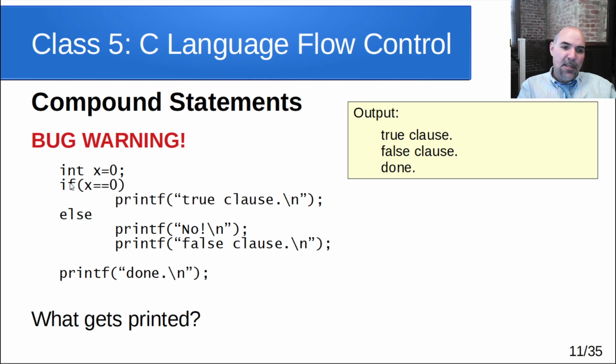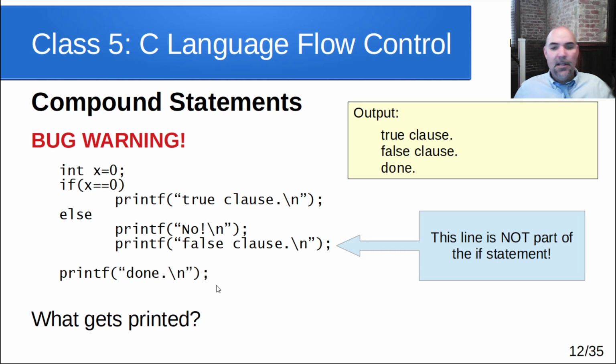So this is going to say if x is equal to 0, which it is, so that's true. That produces a 1 from that operator. And the if statement says that 1 is not 0, so it's true. So it prints out true clause, and then it skips over the else, which was printing out no. But then this false clause has nothing to do with the else at all. Even though we indented it, it has nothing to do with that. The else is only the single statement, which is just no. So we get true clause, and then after the else, we get false clause, and then we get done.